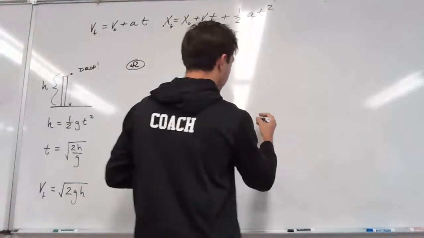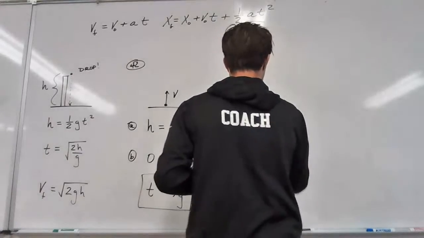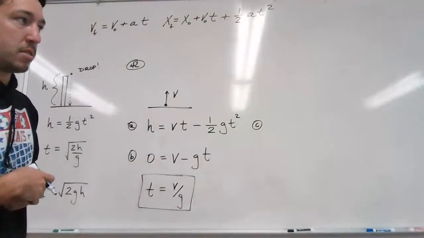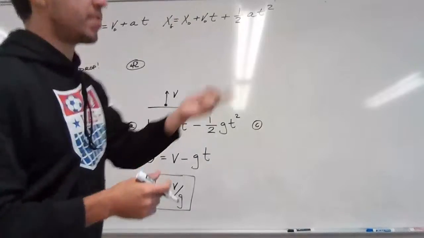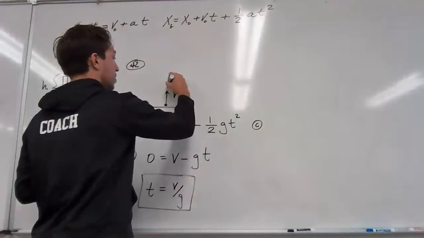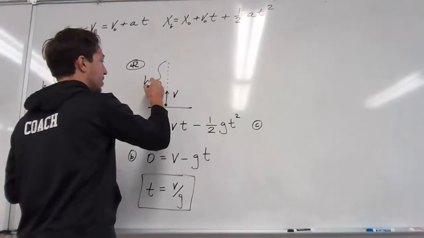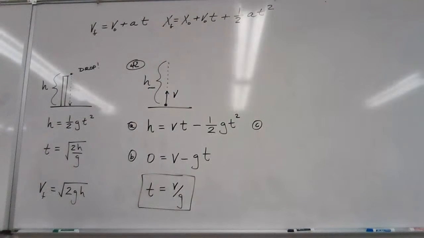Okay, so part C would be: write an equation of the cannonball's maximum height in terms of V and g only. So eventually it's going to reach some max height. That makes sense to everyone? So what do you think I can do?